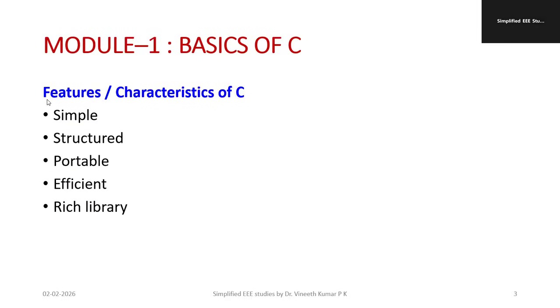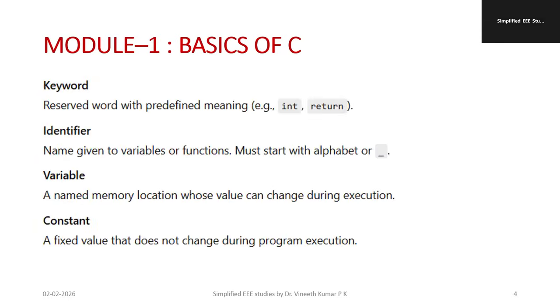Another important question is, explain the features or characteristics of C. It is very simple, a structured language, a portable language, efficient, and rich in library. So these are the important features. Try to give a brief elaboration if possible.